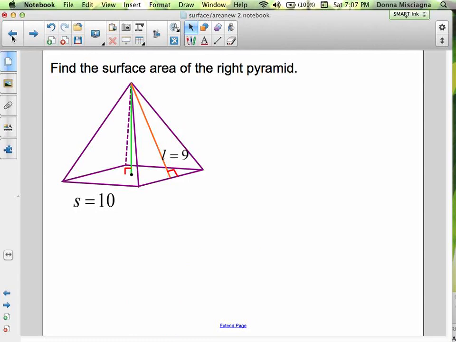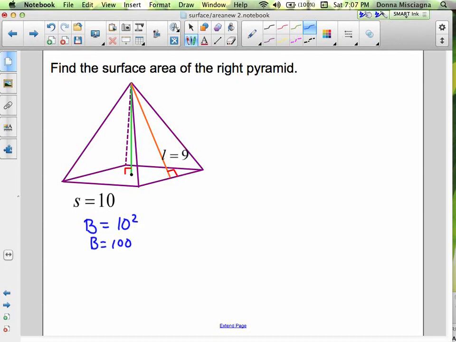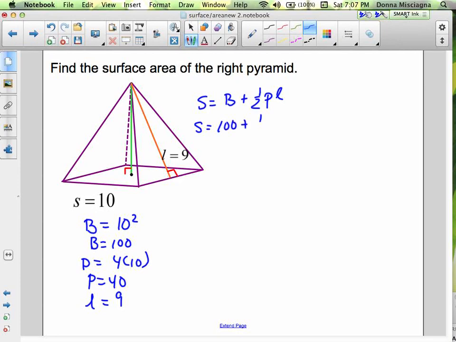All right, so the area of our base. Nice, this is a nice easy problem. Area of the base, this is a square, is just 10 squared. So the area of our base is 100. The perimeter, it's a square, so it's just going to be 4 times 10. So the perimeter is 40 units. And then our slant is given to us, that's 9. So our surface area is just the area of the base plus 1/2 times the perimeter times the slant. I use L because I have L written on my picture. So my surface area is 100 plus 1/2 times 40 times 9.